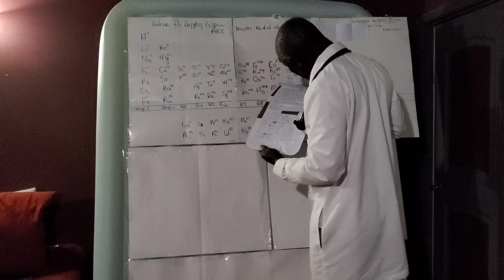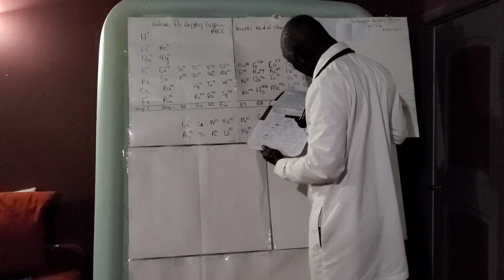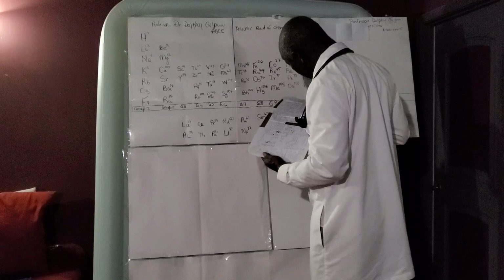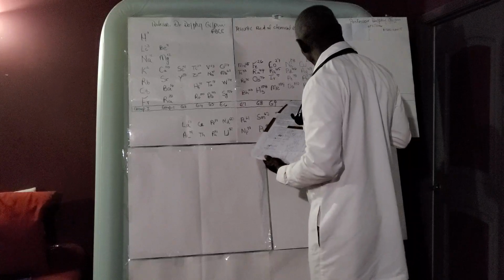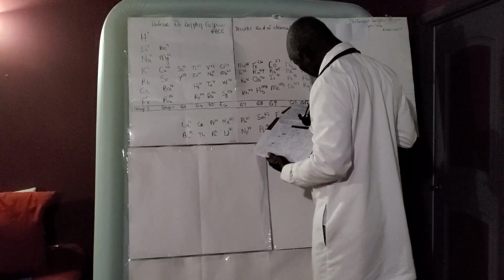What's this? Cf? After Dy is Cf in group number 13.